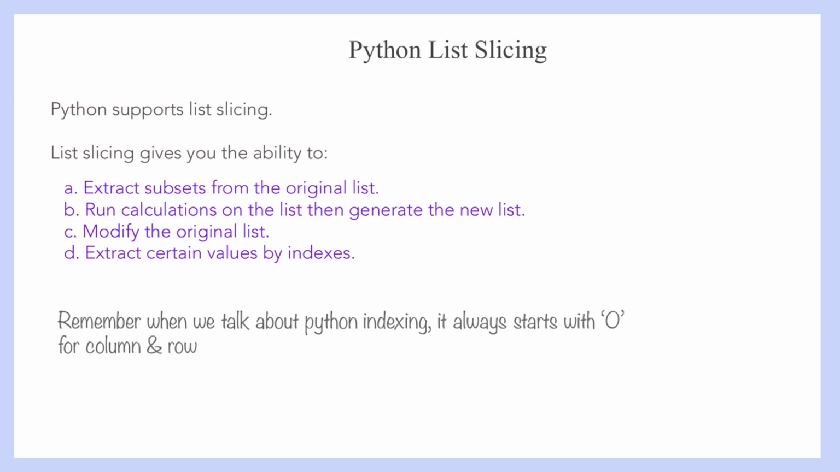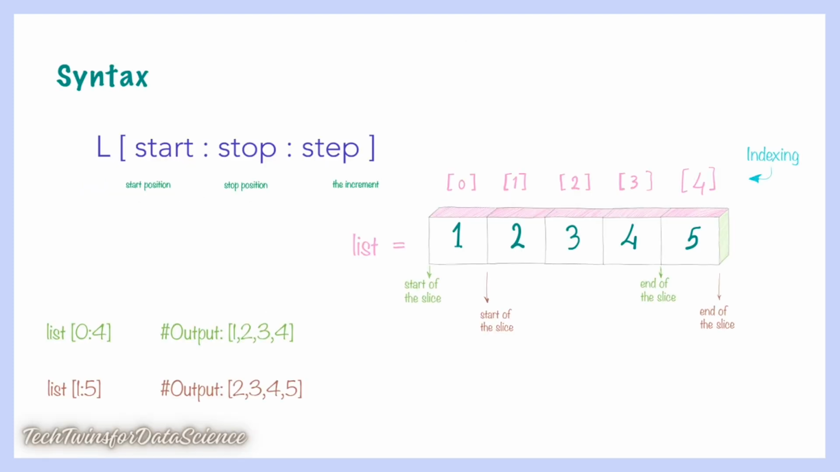You need to remember that when we talk about Python indexing, it always starts with 0 for columns and rows. List slicing syntax has this one. It starts from the start position, stop position, and the increment, the step position.